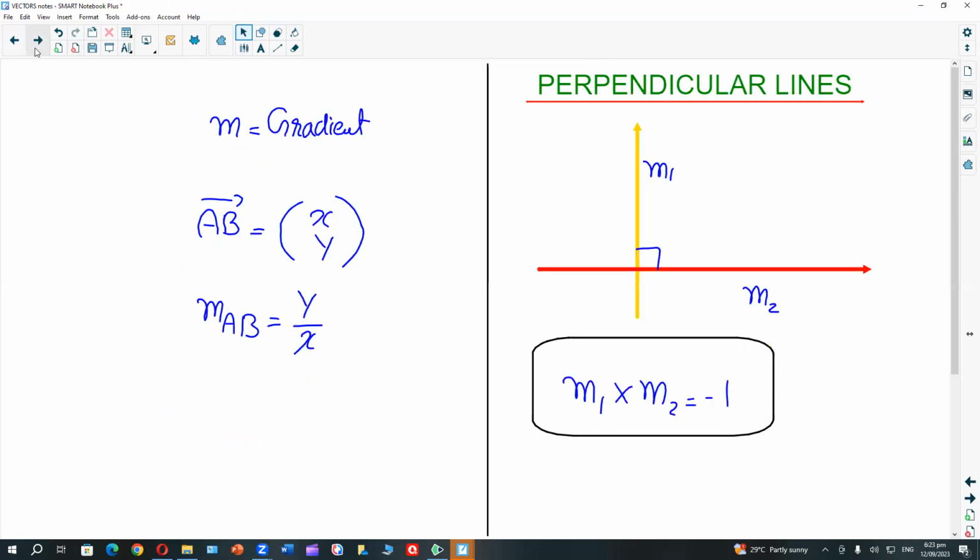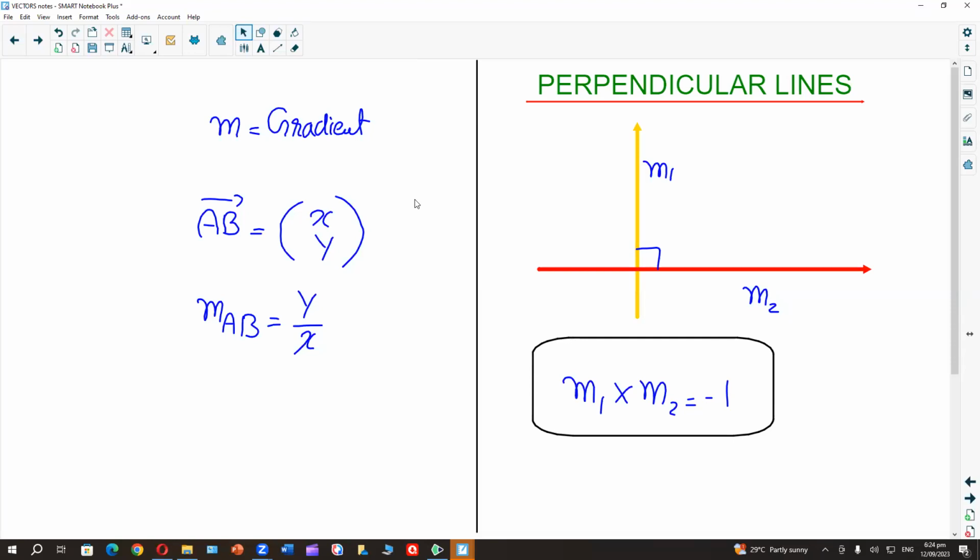Okay, so now we put our next concept. The next concept says that when two vectors are perpendicular, this is something we did in our coordinate geometry also. When two vectors are perpendicular, the product of their gradients is -1. This rule is originally coming from coordinate geometry. M1 times M2 is equal to -1. So if two vectors are perpendicular and you multiply their gradients, the answer should be -1.